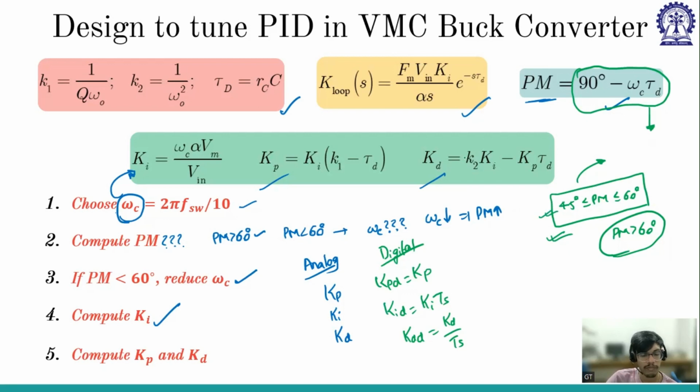So what we are doing is getting all the equations from the continuous time model, and that additional delay is coming in the phase margin. So we are just making sure that the phase margin is greater than 60 degrees, and we are proceeding with our controller design.